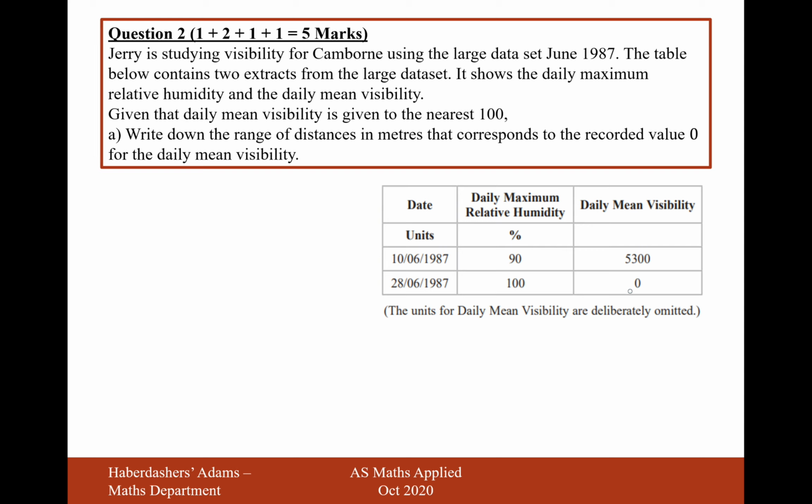Well, if it's measured to the nearest 100, then 0 must be effectively representing the number of meters 0 to 50 meters. So the unit on daily mean visibility is meters. So if it's measuring a distance of 0 to 50, then that will round to the nearest 100, which will then round it down to 0. If it clocked over to 51 meters, then that would be rounded up to the nearest 100, which would be 100 rather than down to 0. So it's 0 to 50 is the answer for part A.